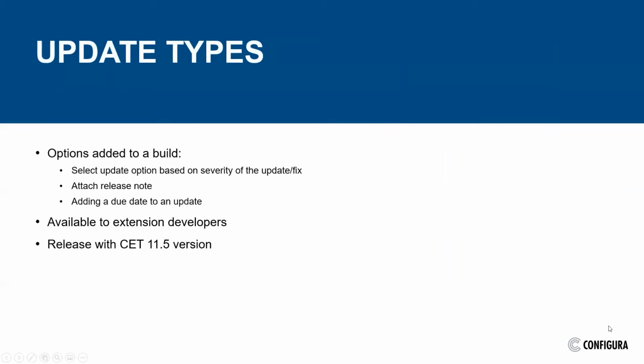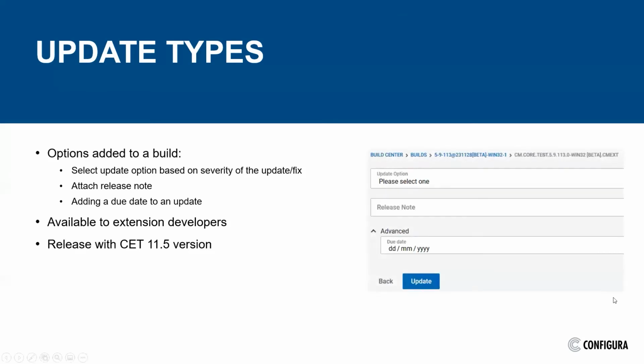So, update types. For anyone who's seen the 11.5 migration webinar or read through the migration notes, you should already know about this change. But just in case you don't, I'll real quick jump back to that. As part of the build center in operator, when you're creating your builds and uploading them, you're given a couple of new options to specify an update type, as well as the option to set release notes. That is now also available in the new build center. So if you don't set it at the time of upload, you can come back and change that later.